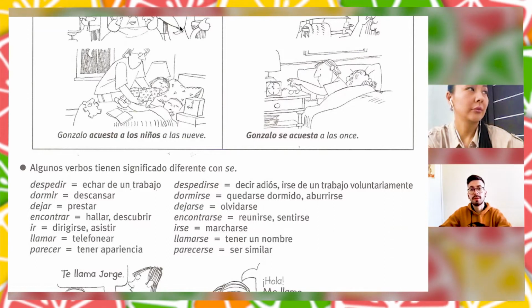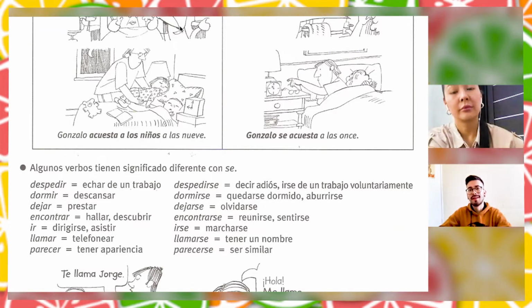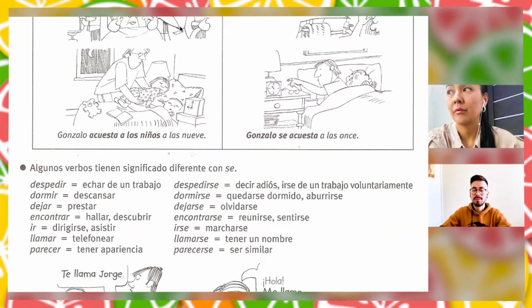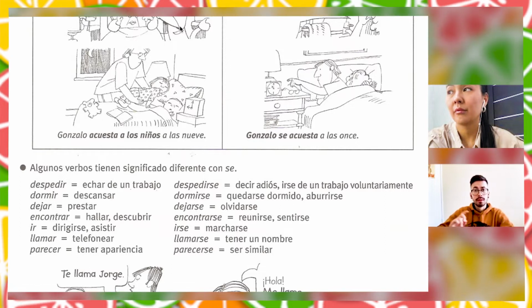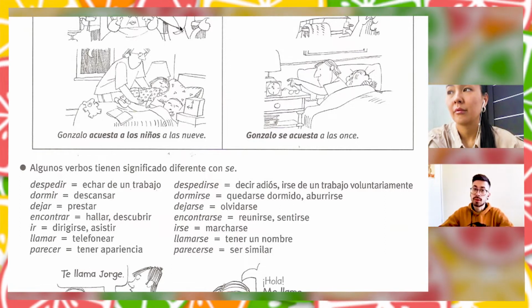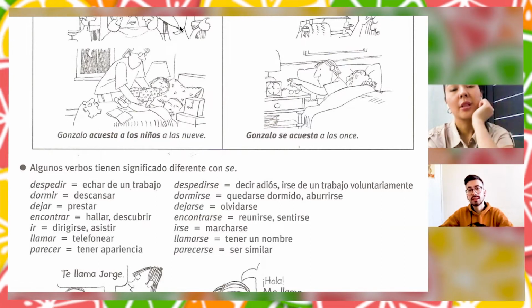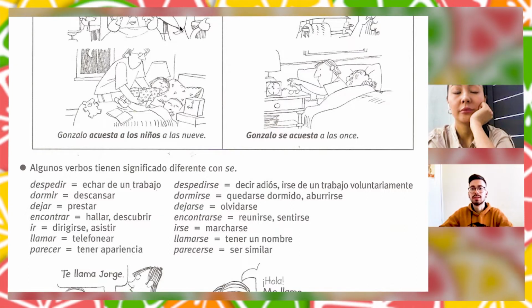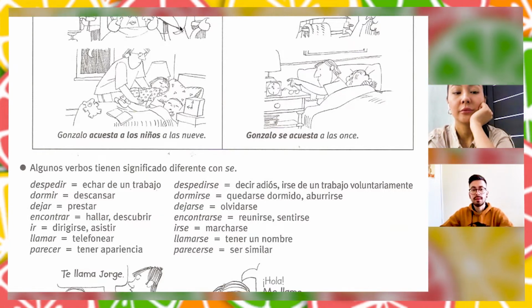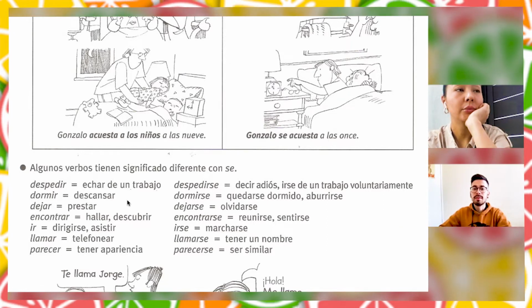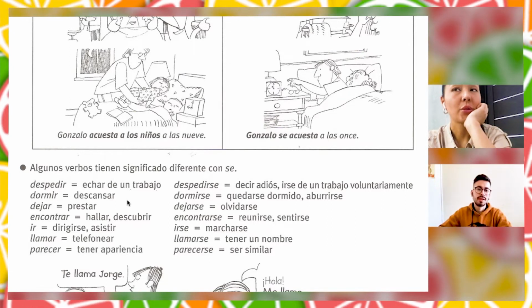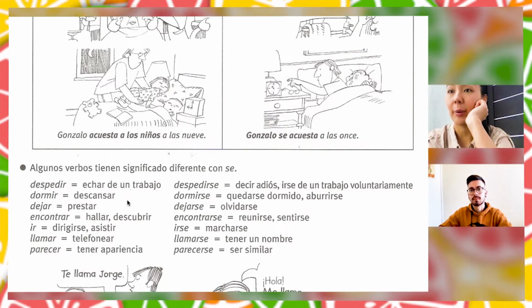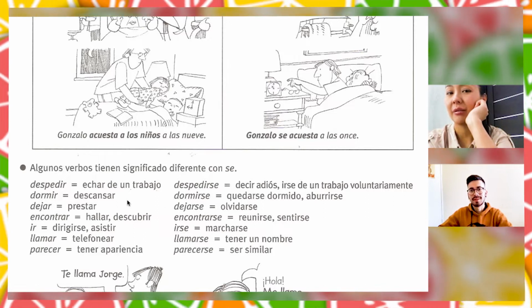So we can also say, for example, despedirse when we voluntarily leave a job, right? So keep that in mind. Dormir means to sleep, and dormirse is to fall asleep. Yes, for example, in class. We have dejar, and dejarse means to forget. So here those verbs change their meanings quite a bit, right?